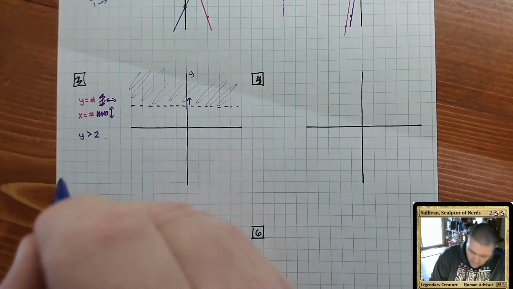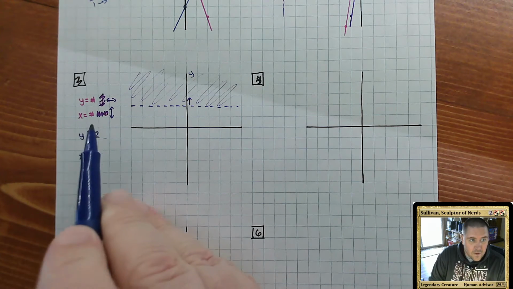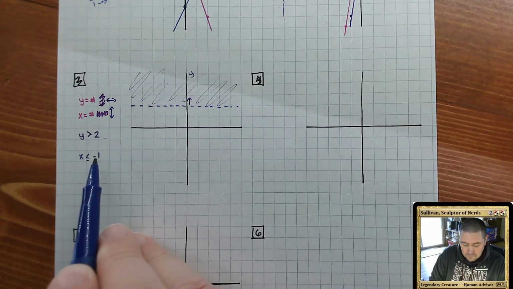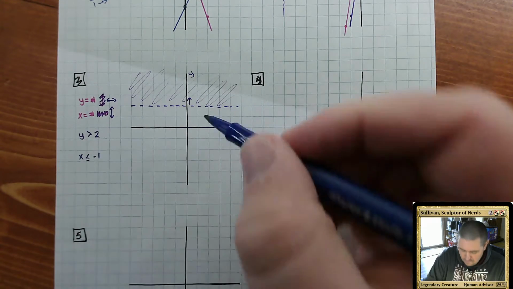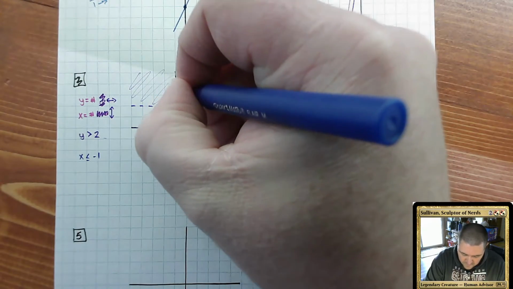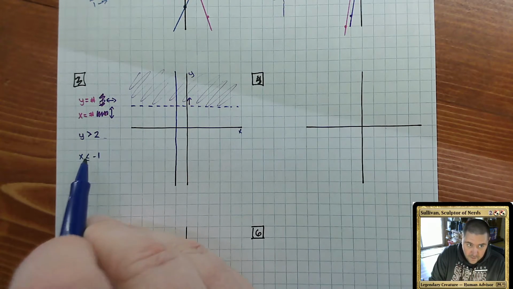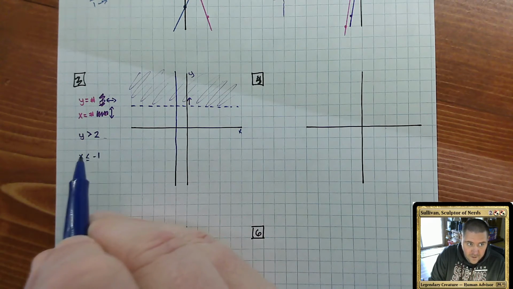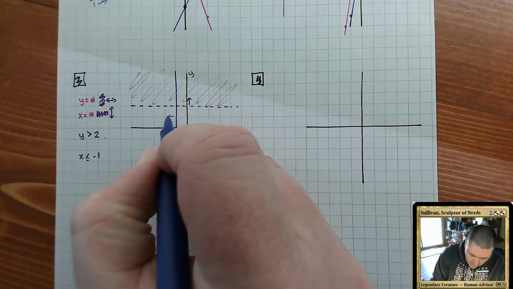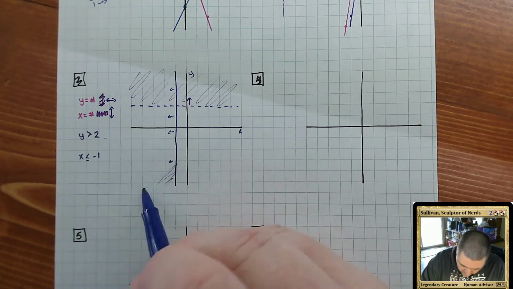For the other one, we have x is less than or equal to -1. X equals number is a vertical line. So put a vertical line at -1. Go to -1 on the x-axis. This one will be a solid line because more ink here, more ink there. X is less than that, so I'll shade towards the smaller numbers, the negative numbers. So I'll shade everything over here.